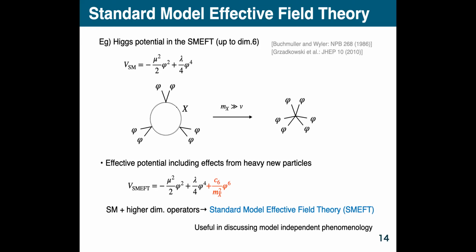Therefore, it means that by adding higher dimensional operators to the Higgs potential, we can describe the new physics effect in the standard model. So this is the main concept of the standard model effective field theory. In the SMEFT, the standard model is extended by adding the higher dimensional operators. And the SMEFT is very useful when we discuss model independent phenomenology.